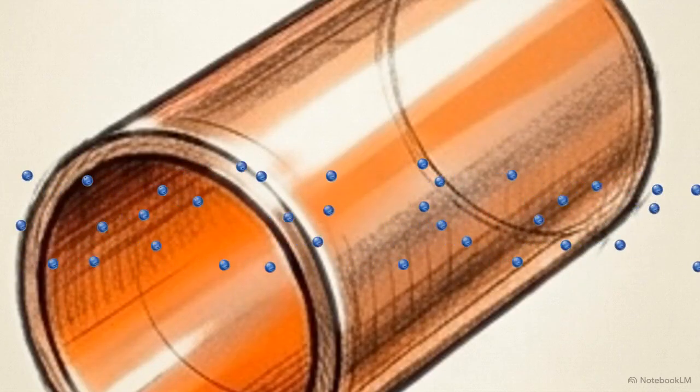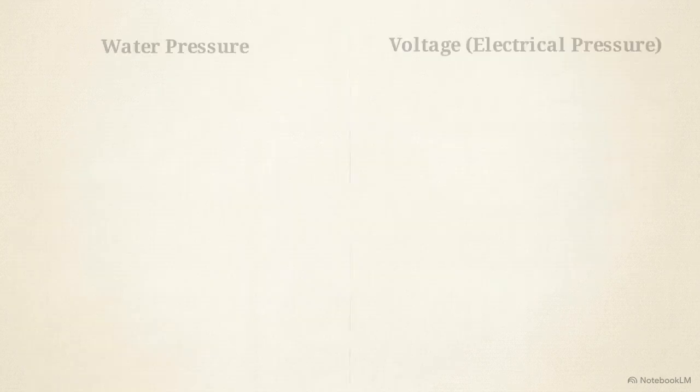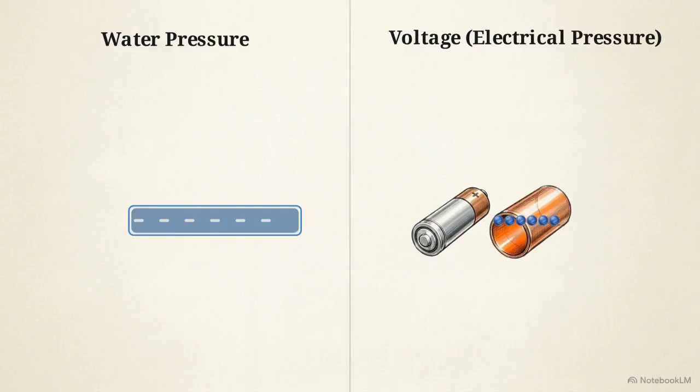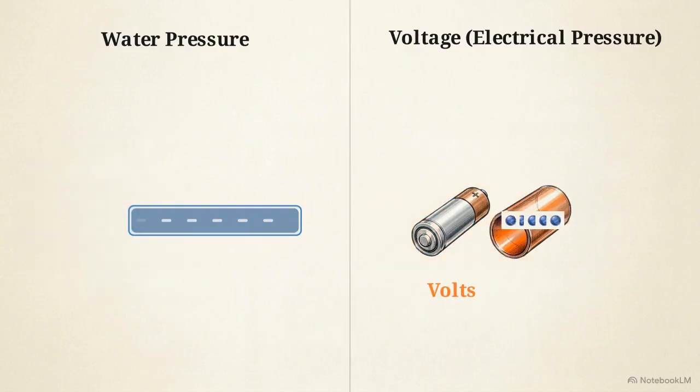When talking about current, we measure the actual volume of electrons flowing through a conductor in a unit called amperes, or amps. If those electrons sit inside a wire without moving, the current is exactly zero, regardless of how many are packed in. To force those static electrons into motion, you need pressure. That electrical push is called voltage, measured in volts.